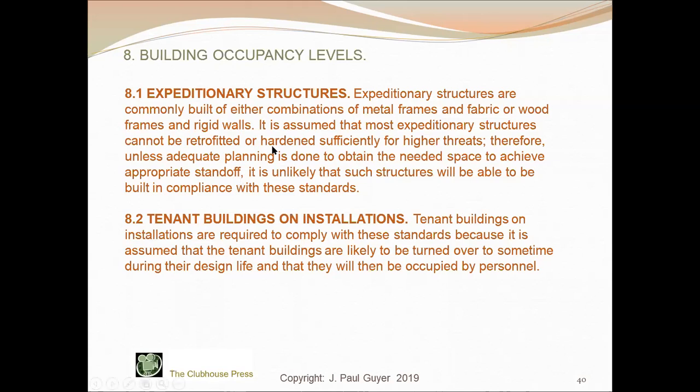Tenant buildings on installations, this is a military type of thing where they're thinking in terms of military bases, and there are tenant buildings that do get constructed on military bases. It's a McDonald's hamburger place, and these tenant buildings on installations, generally speaking, you want to require that they comply with these standards as well, because they can be places where significant numbers of people congregate in a restaurant, that sort of thing.